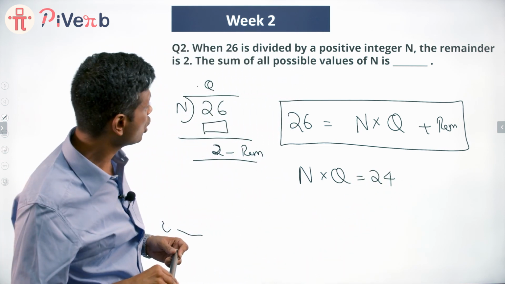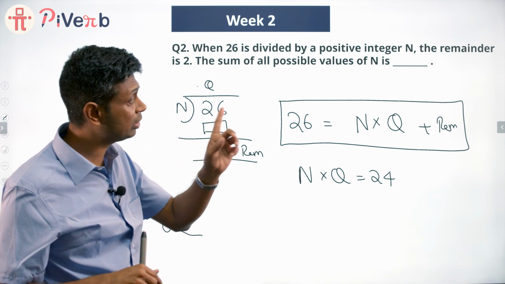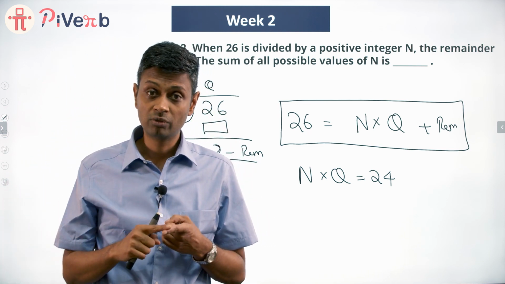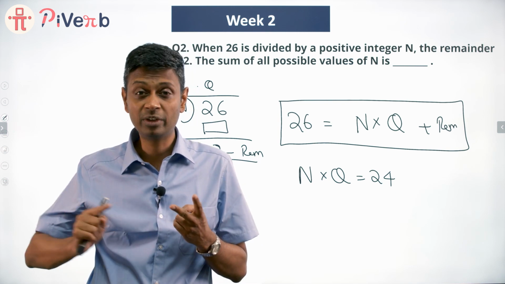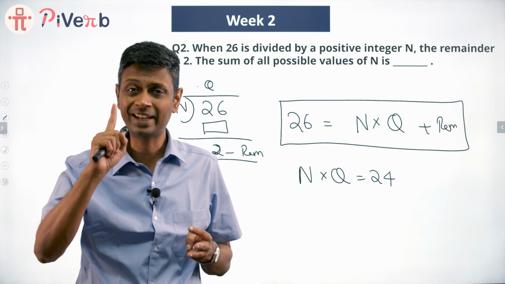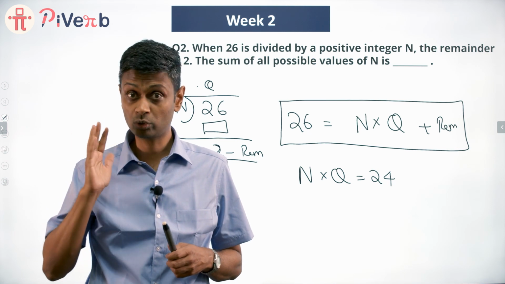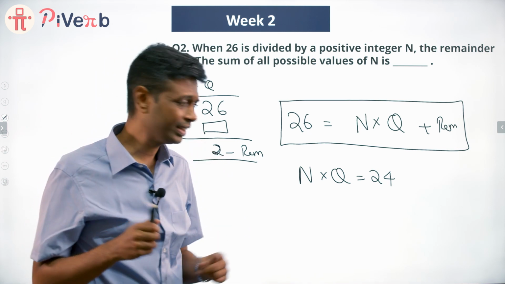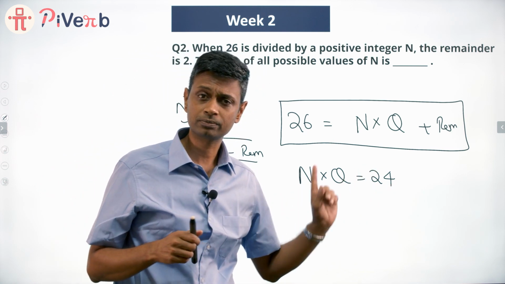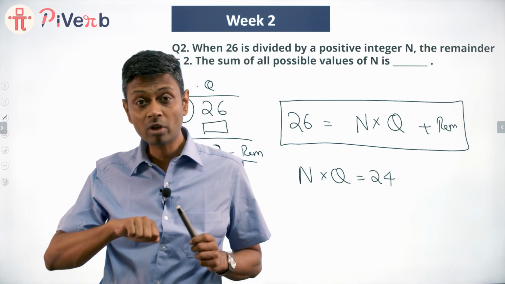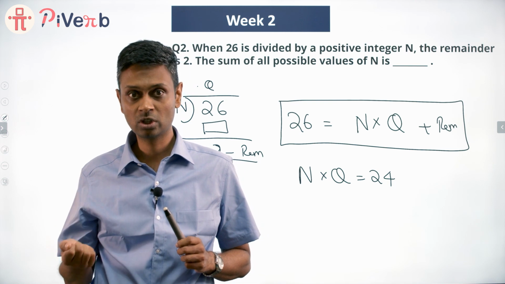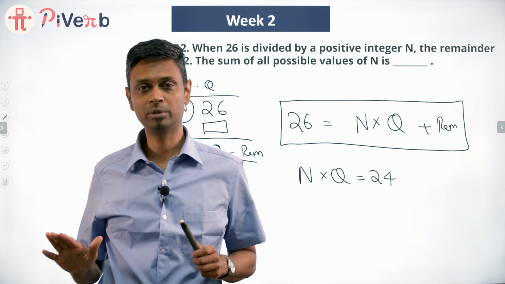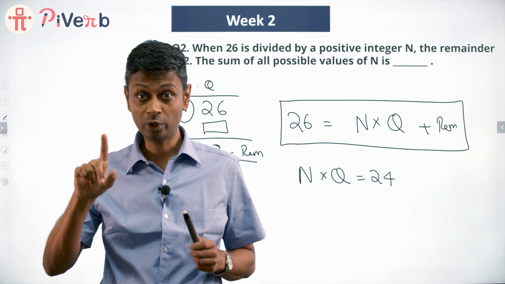If this question says the sum of all possible values of n, that means there are several possible values of n. We want to find all of them and then we want to add all of them. We are not solving for one n, we want to find all possible values of n. You divide by n, you get a remainder of 2. We know that n into q is 24. A multiple of n is 24, or n is a factor of 24. Life is simple. n is a factor of 24. Now we know how to approach this question.